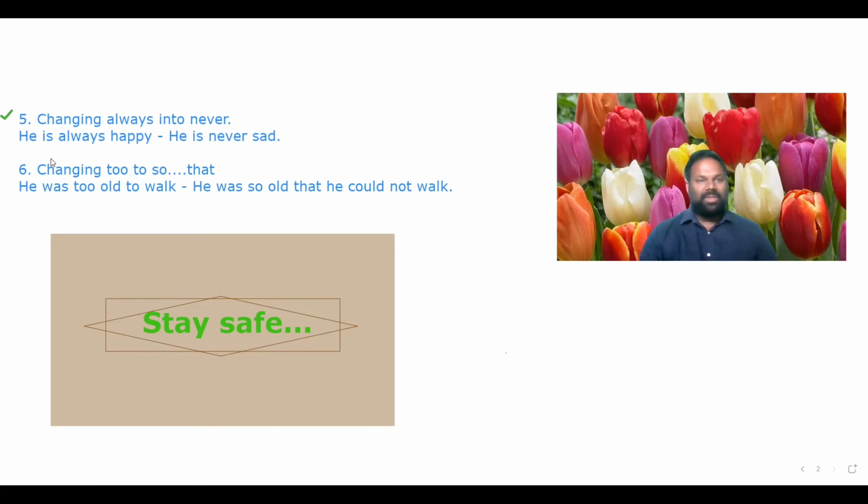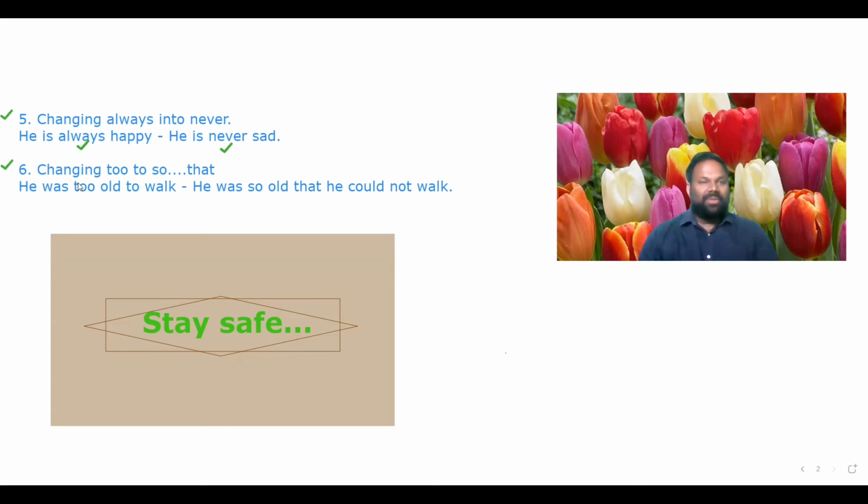Now, if you have the word always in a sentence, when you change that into negative, we have to use never. That's the negative word of always. Always is affirmative and never is a negative word. Okay. And you have to use the opposite word of a given word in the affirmative sentence. He's always happy. So when you change that into negative, he is never sad. That means he is always happy.